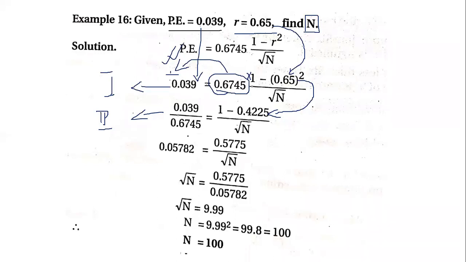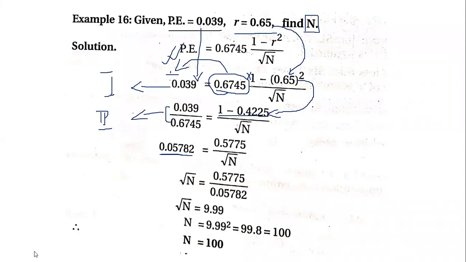Okay, so next, now we have calculated this division value, 0.039 divided by 0.6745. Once you divide this, you get the value of 0.05782. Then coming on to the other side, 1 minus 0.4225. When I calculate this value, I get 0.5775. So I've got two results. First, I divided the value here and got this value. Again, 1 minus 0.4225 gave me 0.5775 divided by square root of N. I keep it as usual.